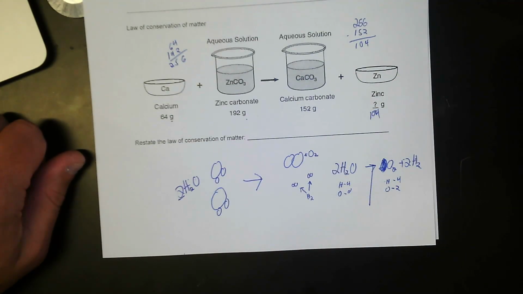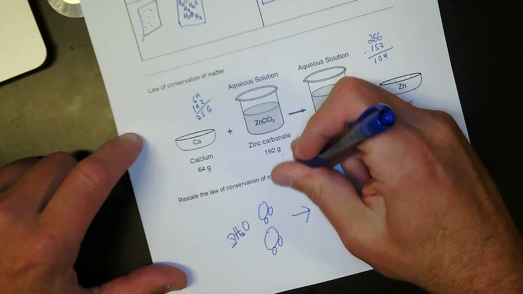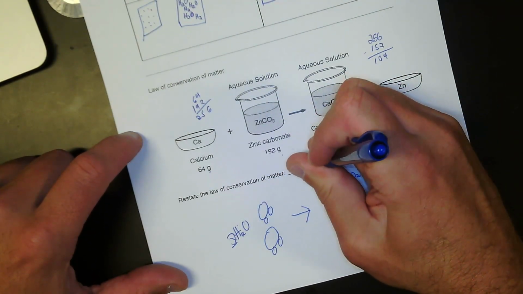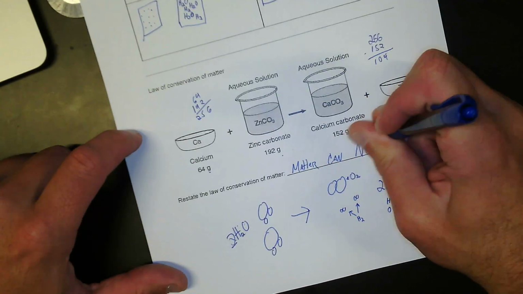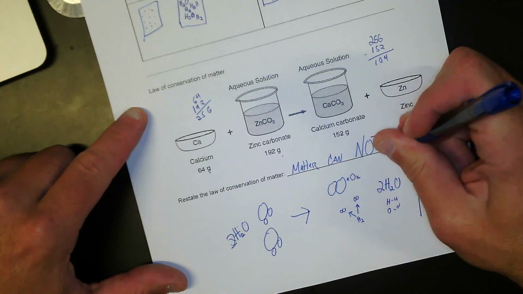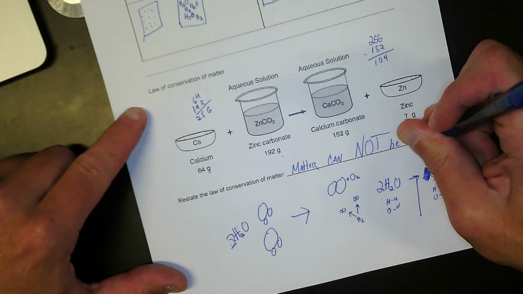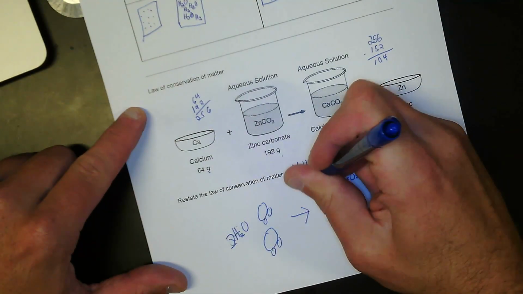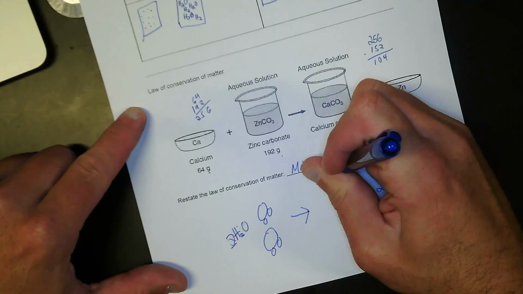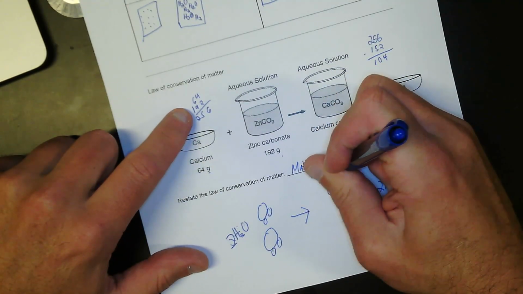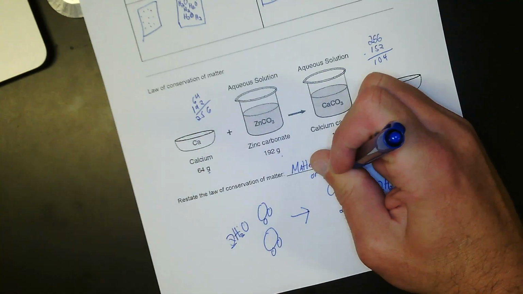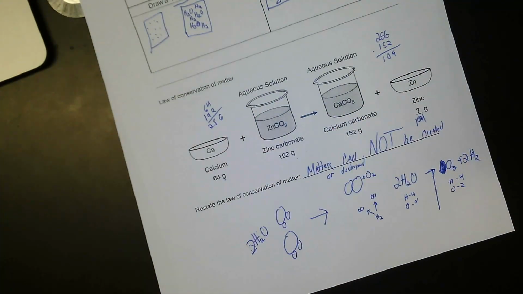So restate the law of conservation of matter. Matter cannot be created or destroyed. Matter cannot be created or destroyed.